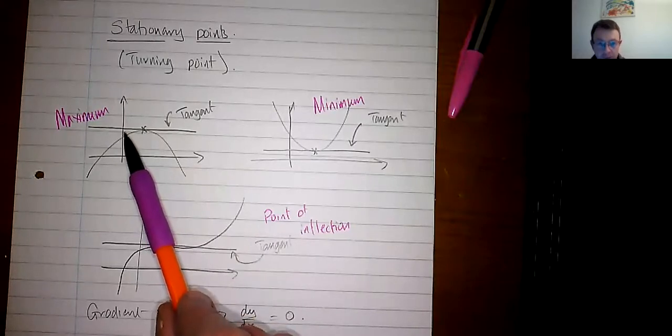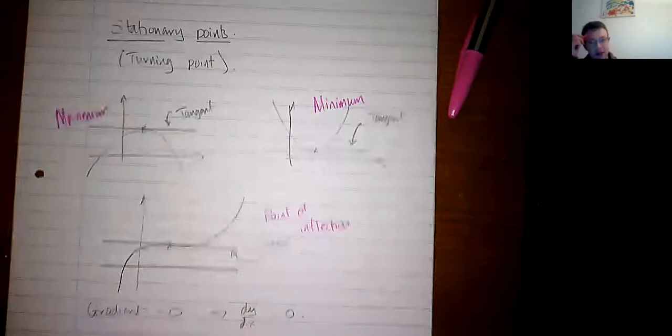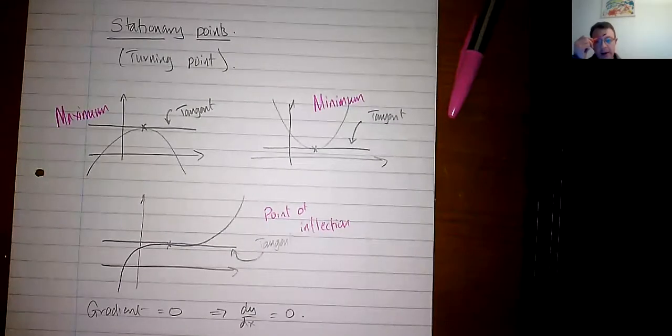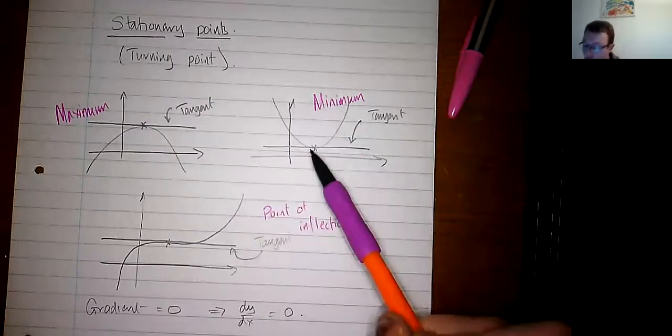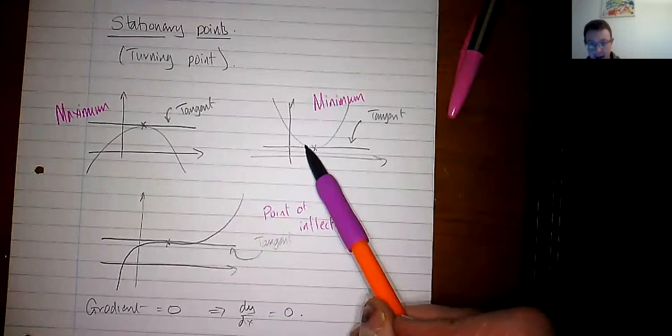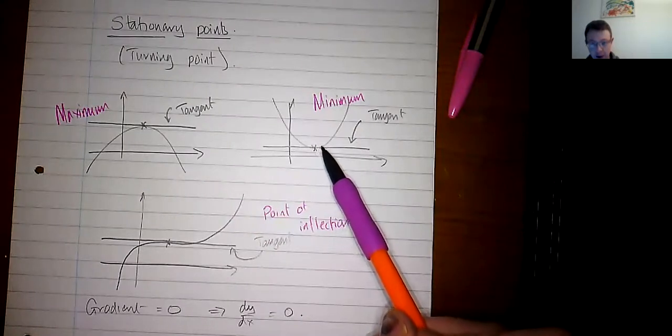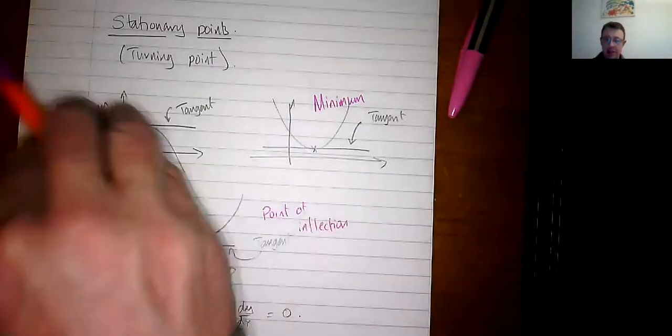But on a maximum, if you look a little bit to the left of the turning point, the gradient is positive, and to the right, the gradient is negative. So if you have a curve where that's true, then that must be a maximum. And on a minimum, the reverse is true. So a little bit to the left of that point, the gradient is negative, and a little bit to the right of that point, the gradient is positive. And that's the difference between a maximum and a minimum.